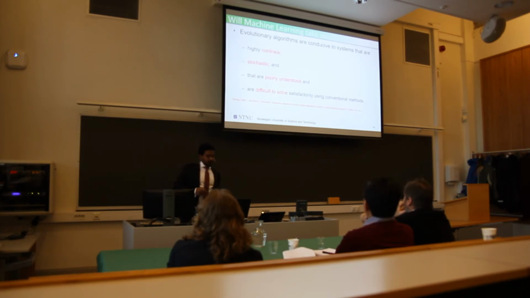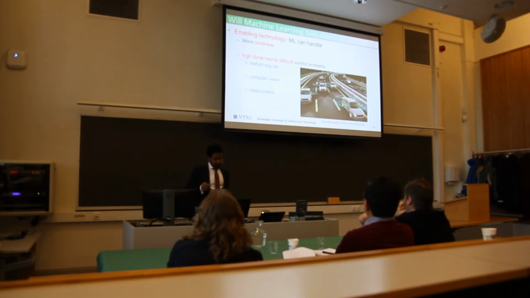Evolutionary algorithms, which are part of machine learning, are conducive to systems that are highly nonlinear, stochastic, and poorly understood, and difficult to solve using conventional methods, which has been picked from this paper back in 2002. So machine learning can handle highly nonlinear, high-dimensional, difficult control problems like autonomous cars, computer vision, robot control. These are problems we could not address with traditional control, no matter how.